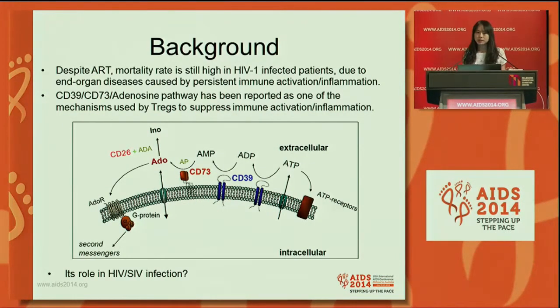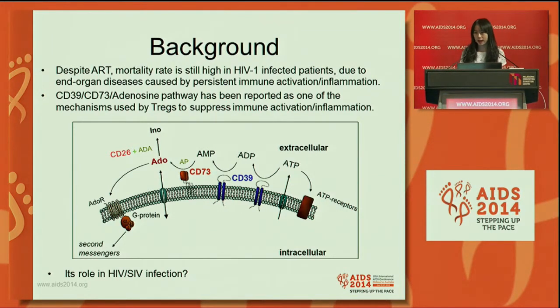Despite the use of antiretroviral therapy, the mortality rate is still high in HIV-infected patients, largely due to end-organ diseases caused by persistent immune activation and inflammation associated with HIV infection. There is an adenosine pathway that has already been studied in murine models, in the context of cancer and autoimmune diseases, as a mechanism used by Tregs to suppress immune activation and inflammation.